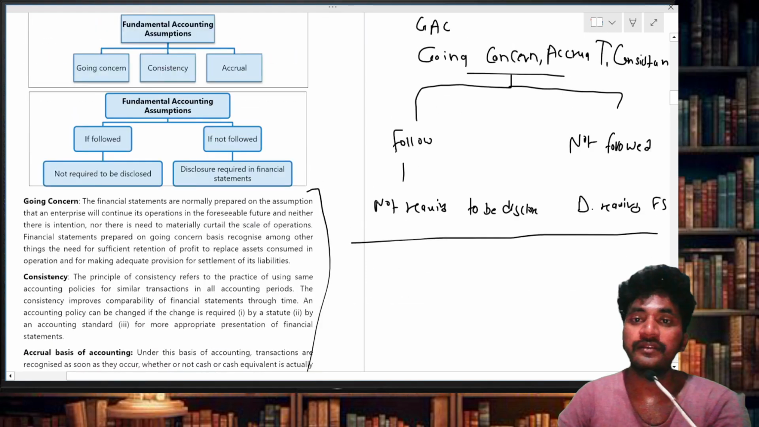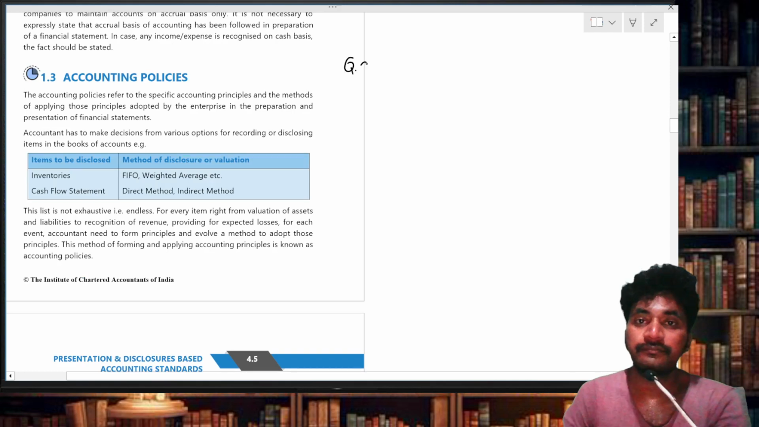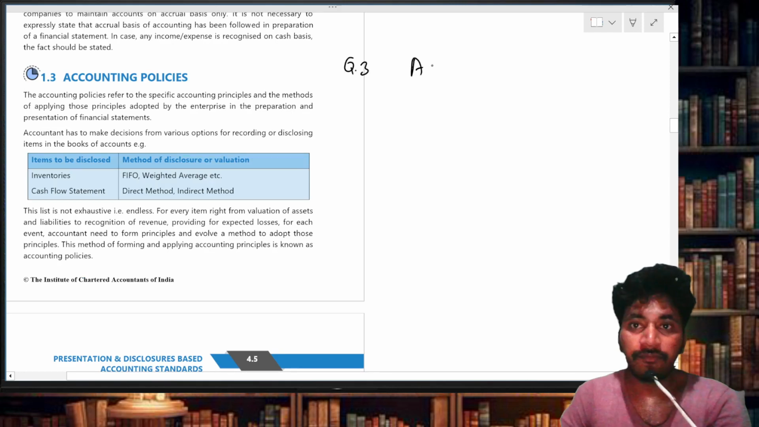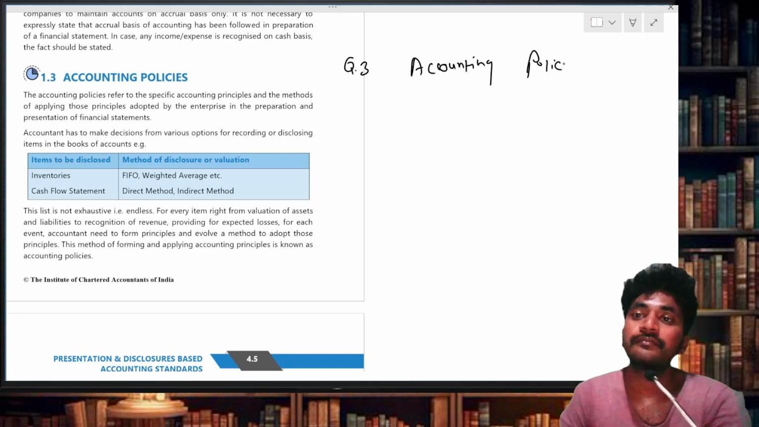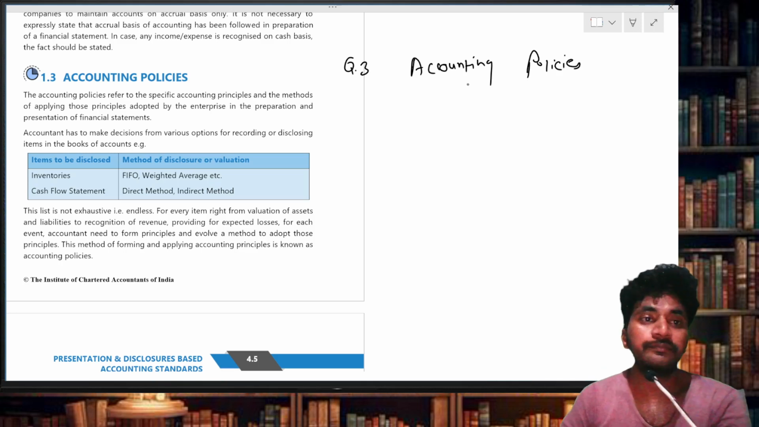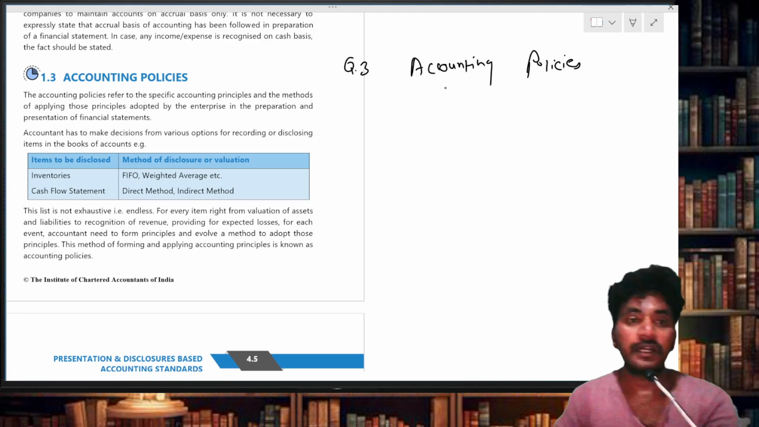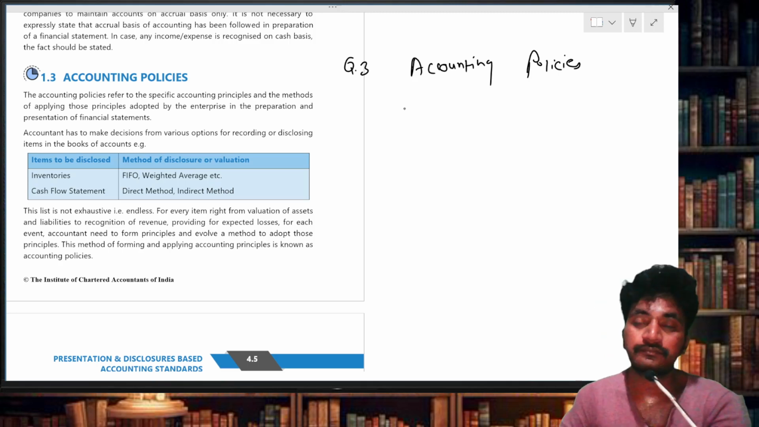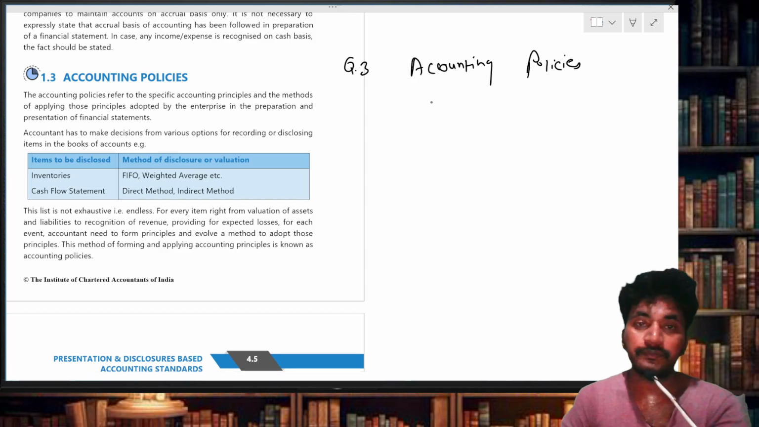Question number 3. इतना मुझे थ्योरी नहीं पढ़ाने आता. अकाउंटिंग पॉलिसी. अकाउंटिंग पॉलिसी क्या क्या है? अभी लैपटॉप तो हैंग हो गया क्या? हाँ, वन मिनट.